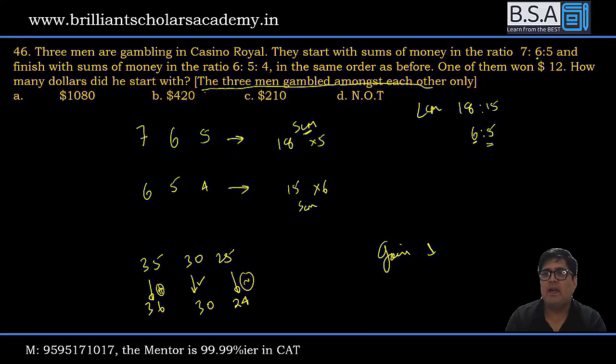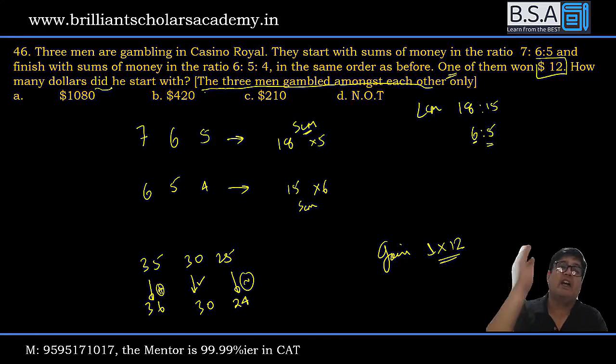What is the actual gain? See, one of them has won $12. Who? We do not know. It looks like first person now. So according to me, it is 1. In reality, it is 12. So what was his original money, or what is his money now? How many dollars did he start with?